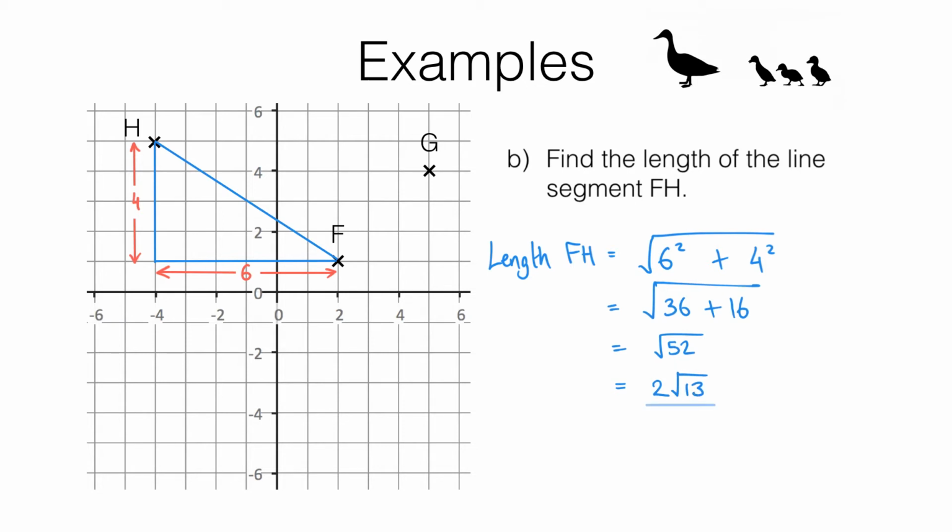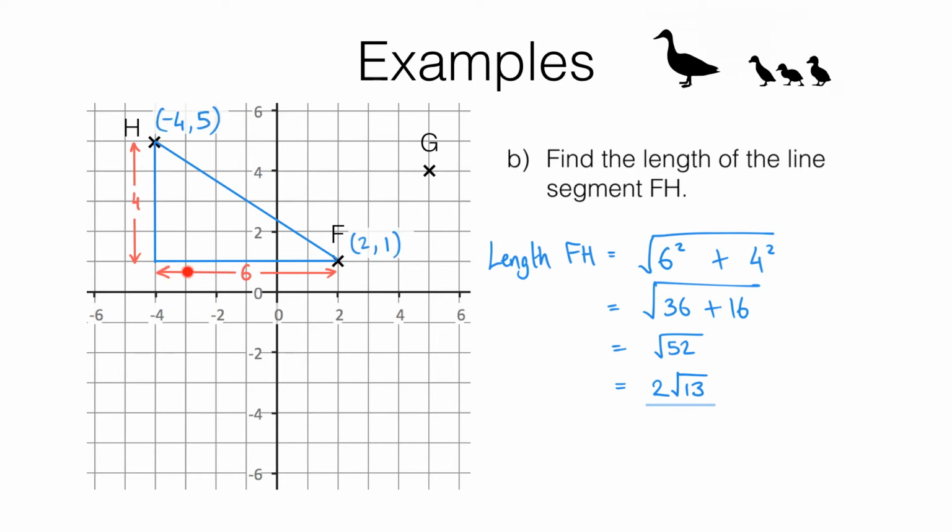Now, before we move on, I want to look at how we could do this question if we didn't have this diagram and only had the coordinates of the points F and H. You see, the diagram here made it really easy for us to see that our right angled triangle had shorter sides with lengths 6 and 4. But what if we didn't have the diagram? Well, let's consider the coordinates of these 2 points, F and H.